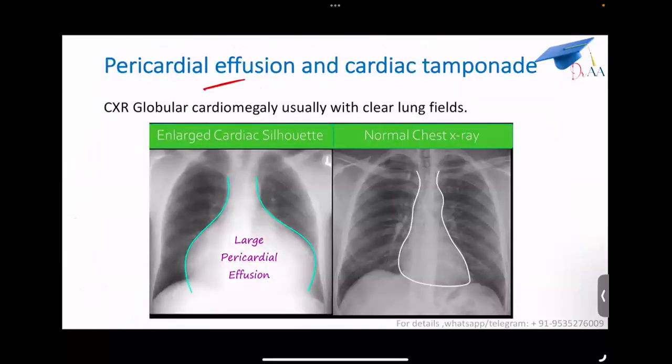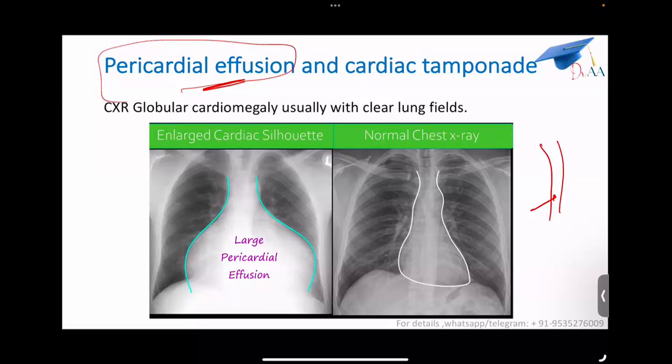Coming to pericardial effusion. There is a pericardial layer, and inside that there is a cavity. To avoid friction, there is a fluid which runs in the pericardial cavity. When this fluid increases, then we call it an effusion. Various causes are there for the effusion. It might be traumatic, it might be infective, it might be due to heart failure, or it might be due to systemic diseases. Various systemic diseases can cause pericardial effusion.